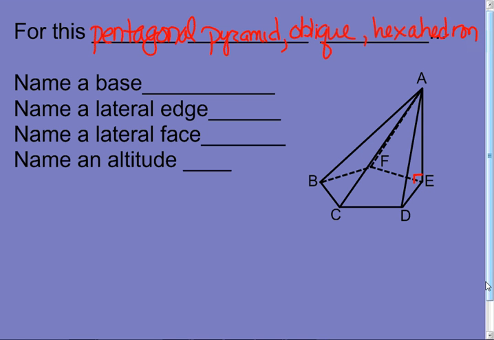Okay, what's the base? Garrett, what's the base? BFEDC. Yep. You have to use the letters in the right order, but that's the only base there is. How about a lateral edge? Garrison, how about a lateral edge? It's just 2 letters because it's a segment. C to A, it's this length right here. C to A. Don't forget the segment symbol.